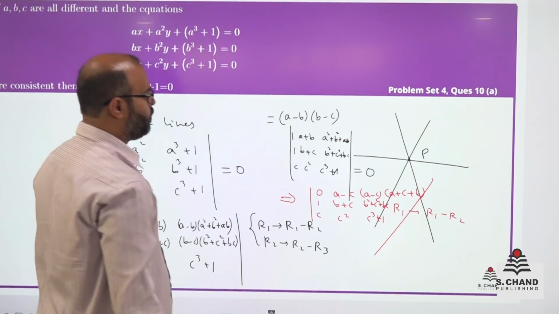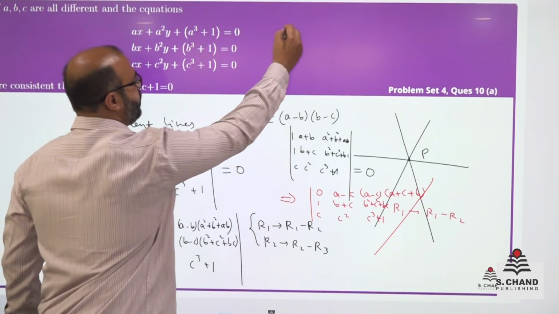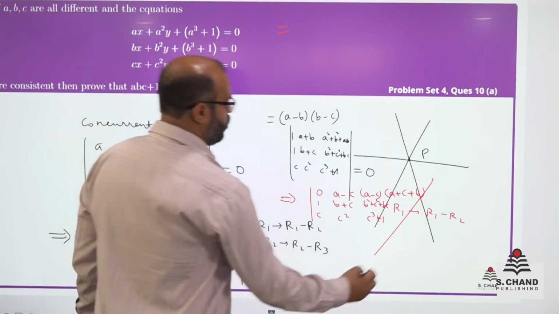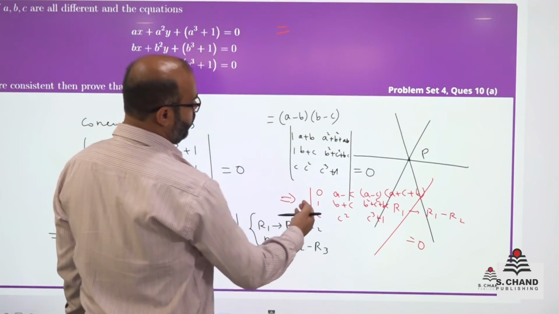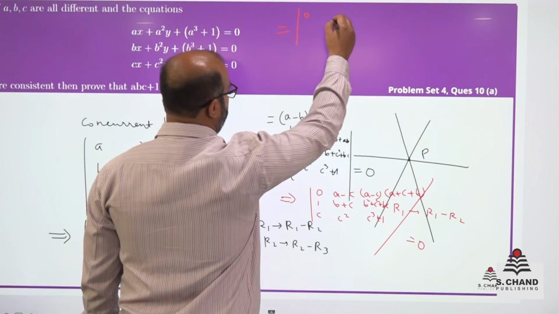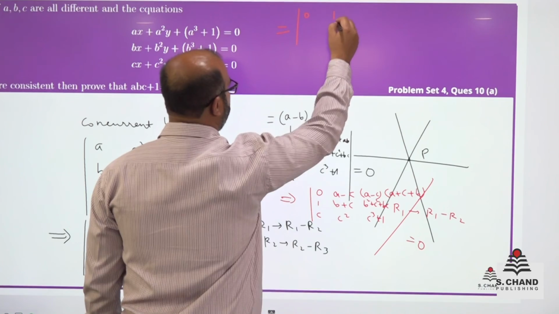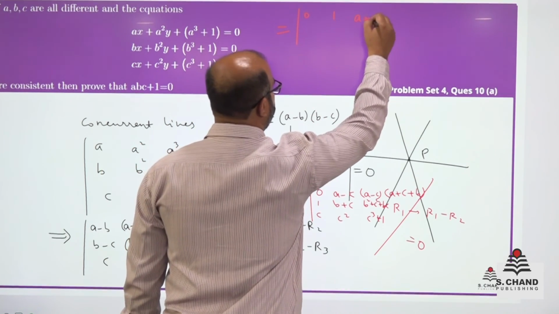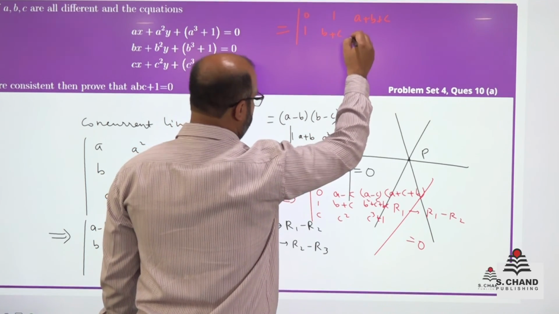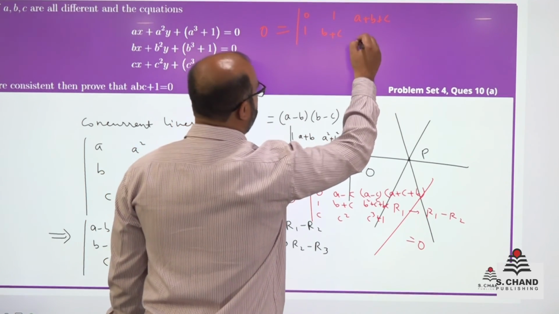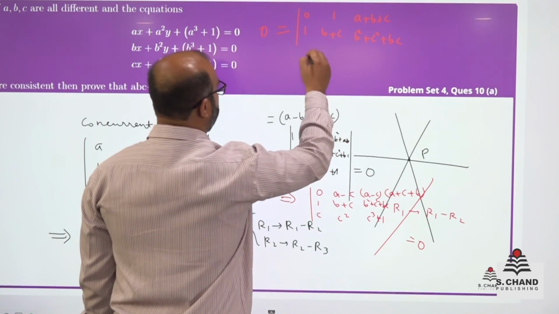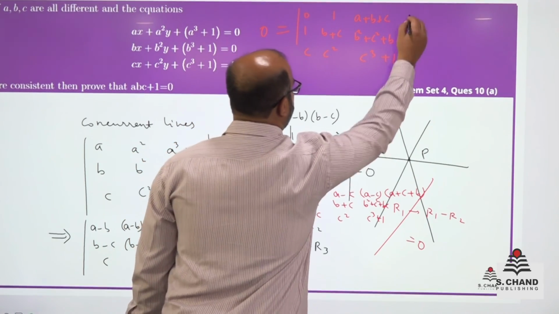So in the next step, again you take C minus A common and expand it. So this is equal to 0. When you expand, taking C minus A as A minus C common: 1, A plus B plus C, 1, B plus C, this is 0, B square plus C square plus BC, C square, C cube plus 1.